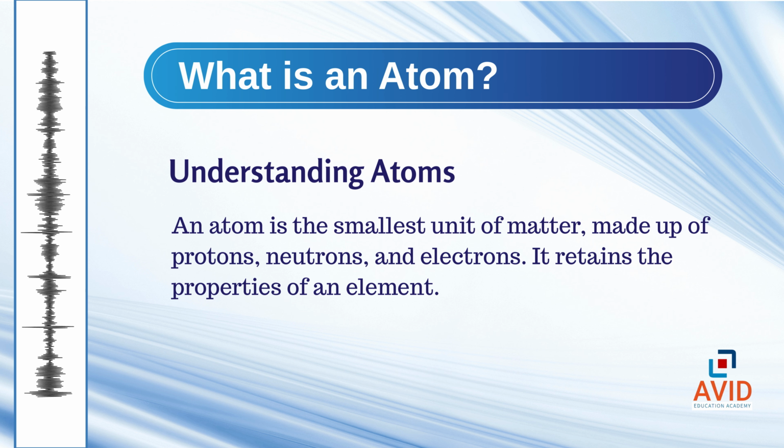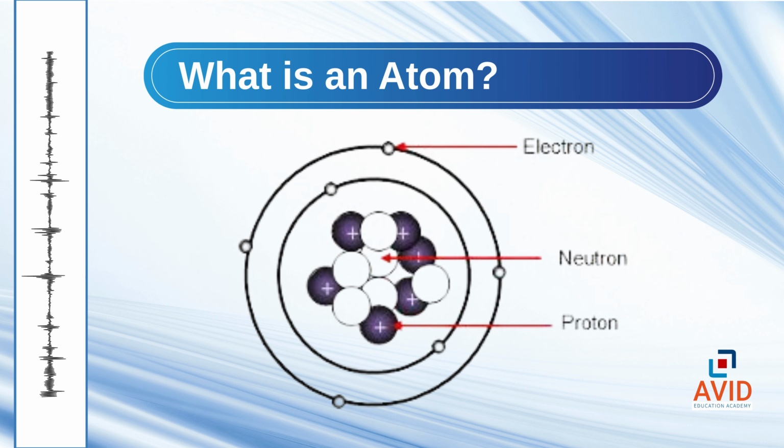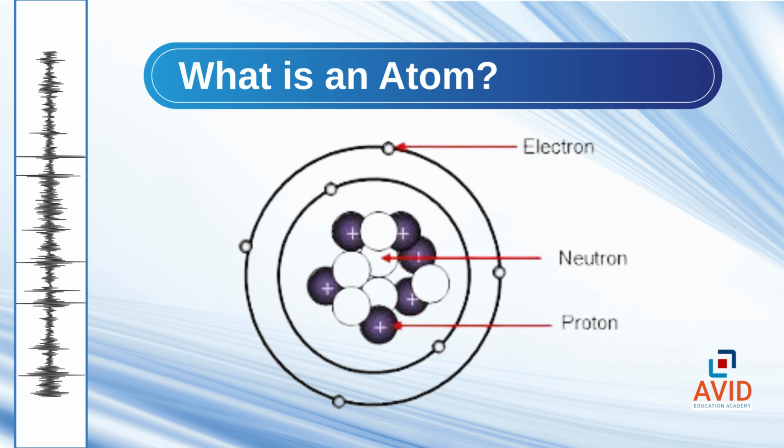Have you ever wondered what everything around you is made of? From the air we breathe to the food we eat, everything is made up of atoms. An atom is the smallest unit of matter that retains the properties of an element. It is made up of three primary particles: protons, neutrons, and electrons. Protons are positively charged. Neutrons have no charge.